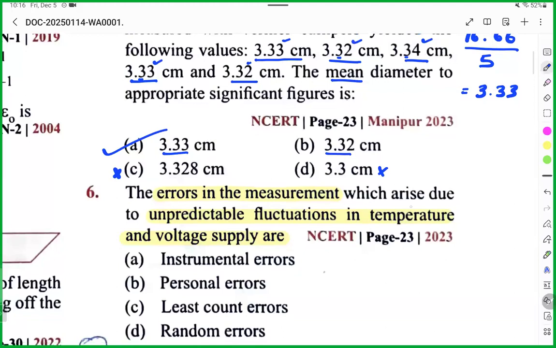The error in the measurement that arises due to unpredictable fluctuation in the temperature and voltage supply that you cannot control is known as random error.